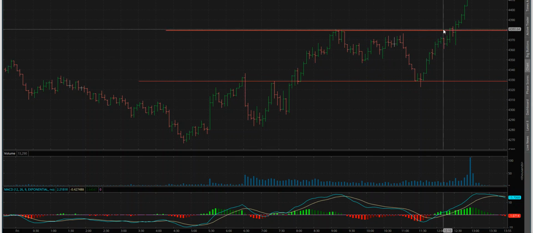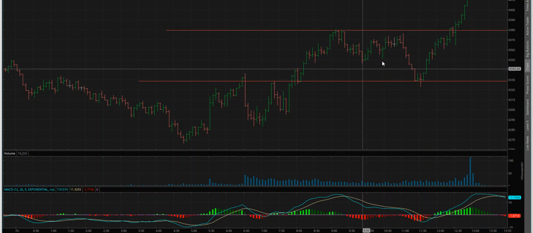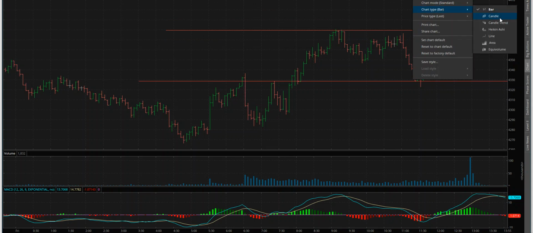So this is the bar chart. Generally I don't use it, but some people use it. Now let me change this one to candle.